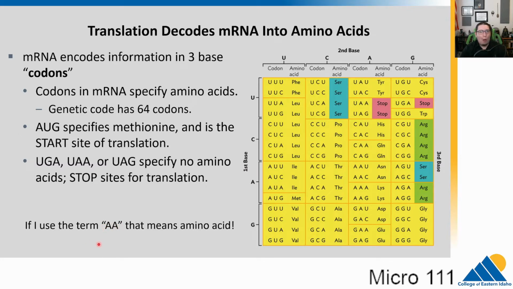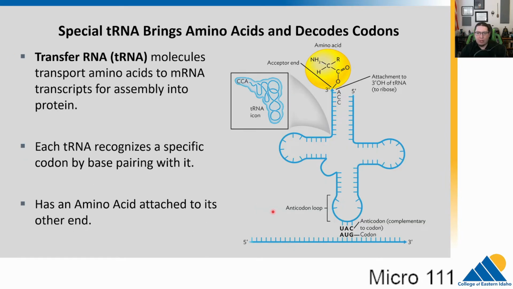Now, a side note, if I slip into slang and use the term AA, I am not talking about Alcoholics Anonymous or anodized aluminum. I am talking about amino acids. I'm trying to write it out, but sometimes I use shorthand. So AA means amino acid. And that's what all these things are: proline, serine, histidine, glutamine, all of these things. And these are the 3-letter codes. There are 1-letter codes that sometimes get used.